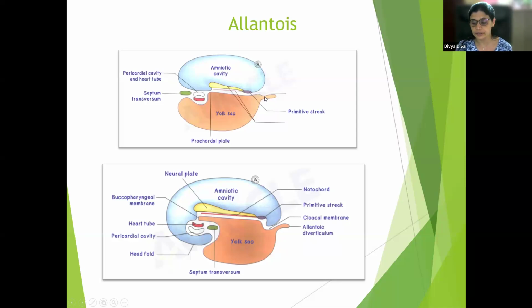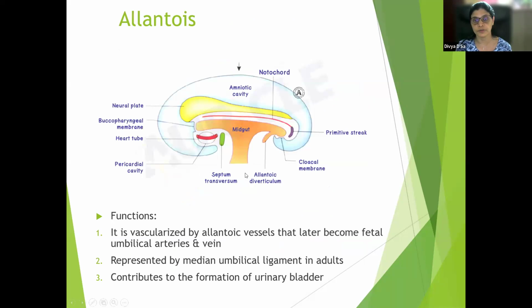It is a diverticulum, and it will usually appear by the end of the 3rd week. Later on it develops and forms a part of the connecting stalk of the developing embryo. Now, what is the importance of the allantois? After the embryo folds, it forms a part of the hindgut. You can see after the folding of the embryo, it forms a part of the hindgut. This is the hindgut portion.